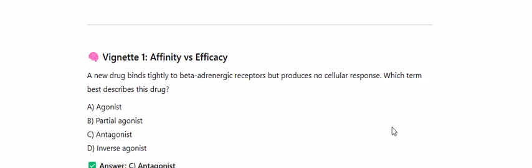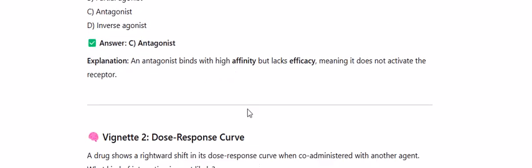Affinity vs. efficacy. A new drug binds tightly to beta-adrenergic receptors but produces no cellular response. Which term best describes this drug? A. Agonist. B. Partial agonist. C. Antagonist. D. Inverse agonist. Answer C. Antagonist. Explanation. An antagonist binds with high affinity but lacks efficacy, meaning it does not activate the receptor.